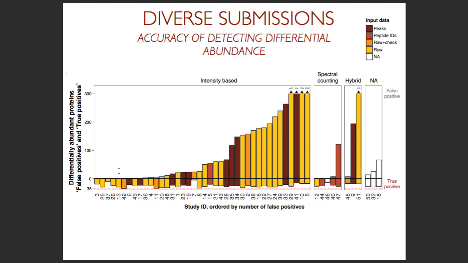And you see already that there is quite a bit of difference between some submissions and some other submissions, that some people reported a lot of false positives, including those. I don't know if you probably cannot see here. There is 2,002 false positive differentially abundant proteins among the largest groups. So clearly there is a lot of differences in terms of how different labs went about finding differentially abundant proteins.